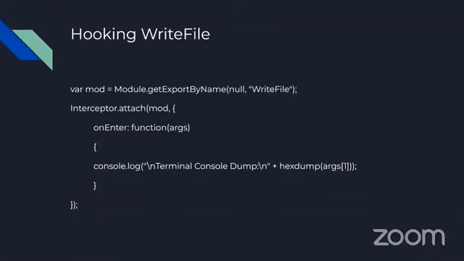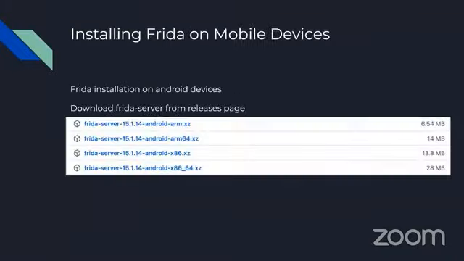Similarly, we can also modify the values as well. For example, if a check is returning false, we can make it true. We can change the true to false and bypass SSL pinning. Similarly with root detection, if the application is saying, okay, this phone is rooted, do not run it, we can just change the value to it's not rooted, and the application will still work fine on our systems. So yeah, over to Akshay.